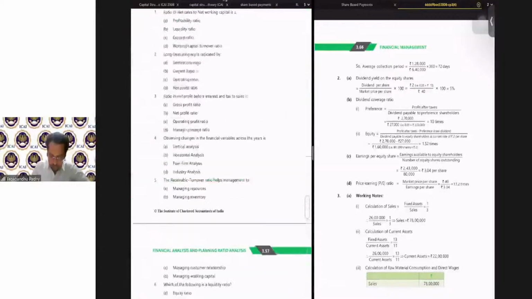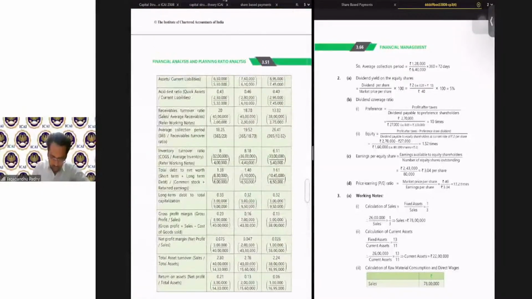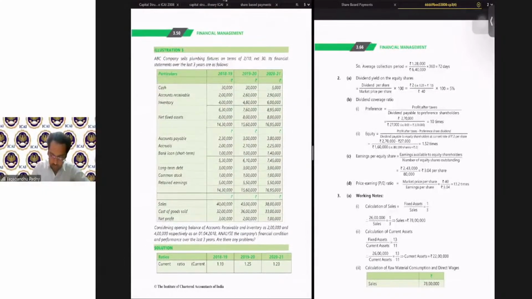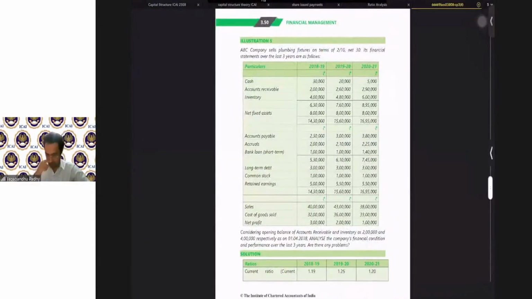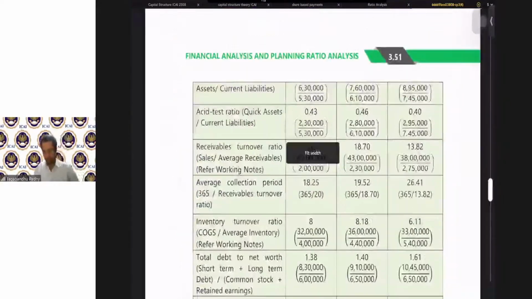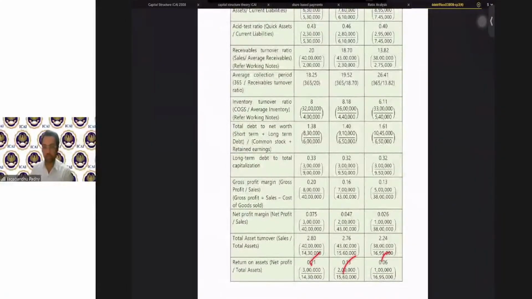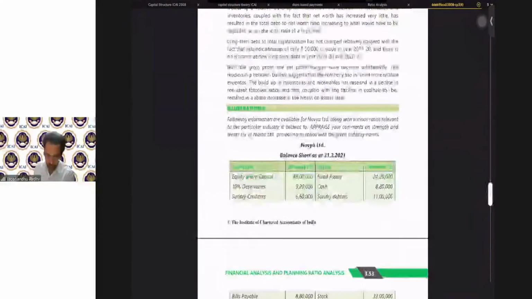By the way, from the study material, one pertinent question which you should be looking at is illustration number 5. This illustration calculates a good number of ratios, and you need to be quite analytical to calculate these ratios and look into it.